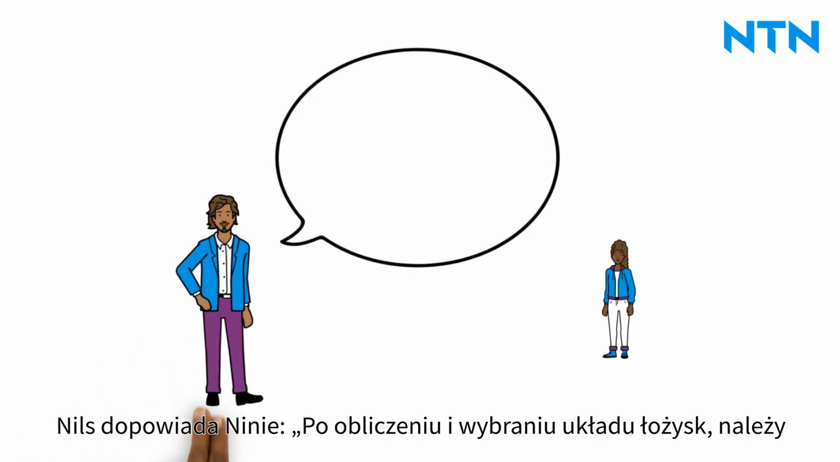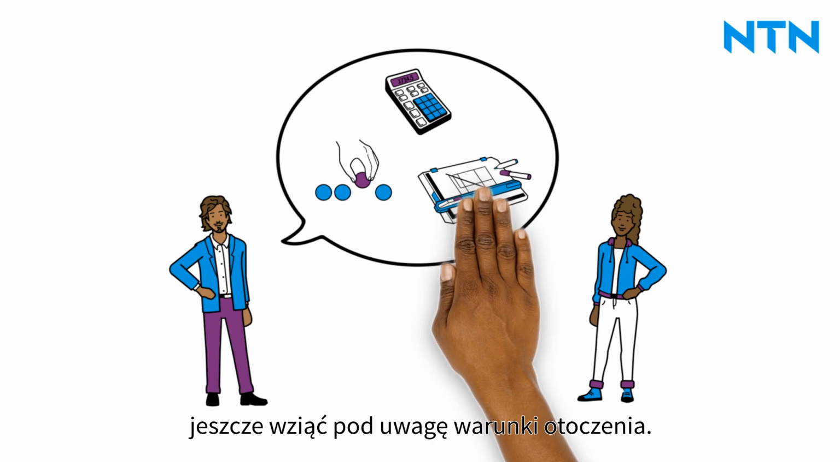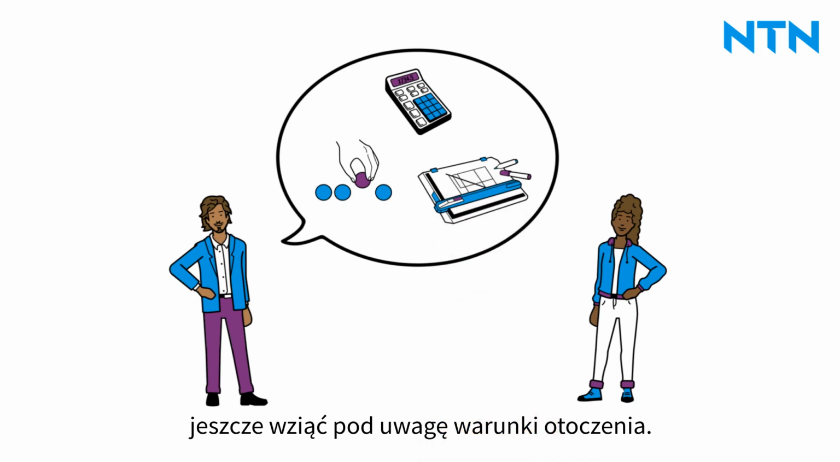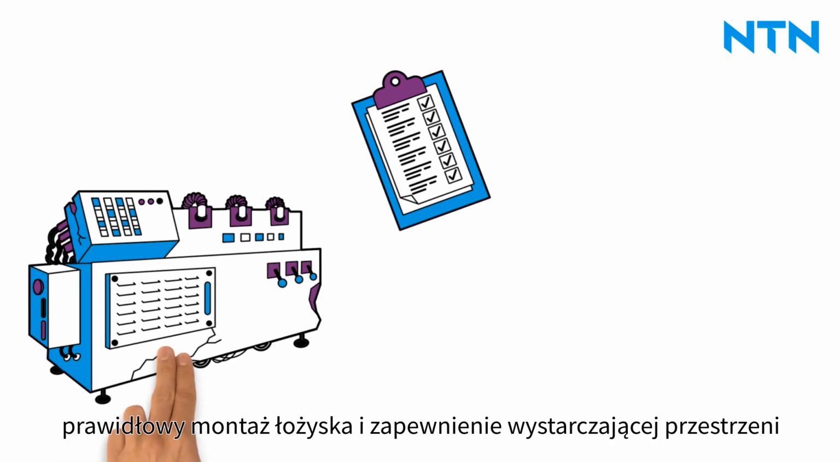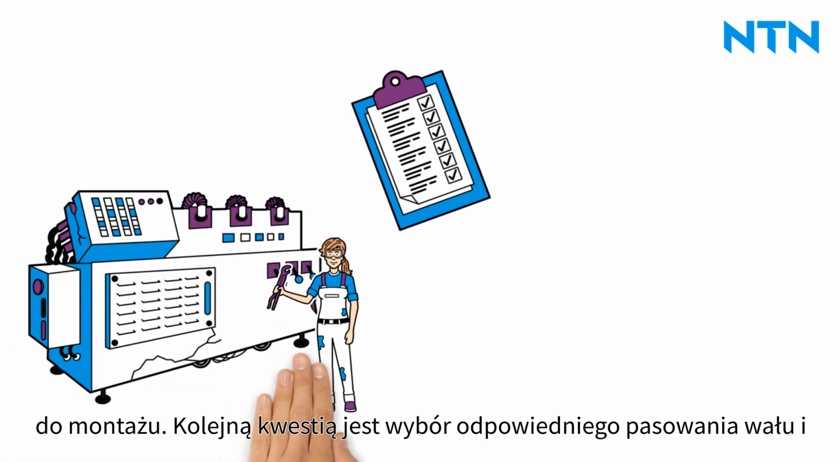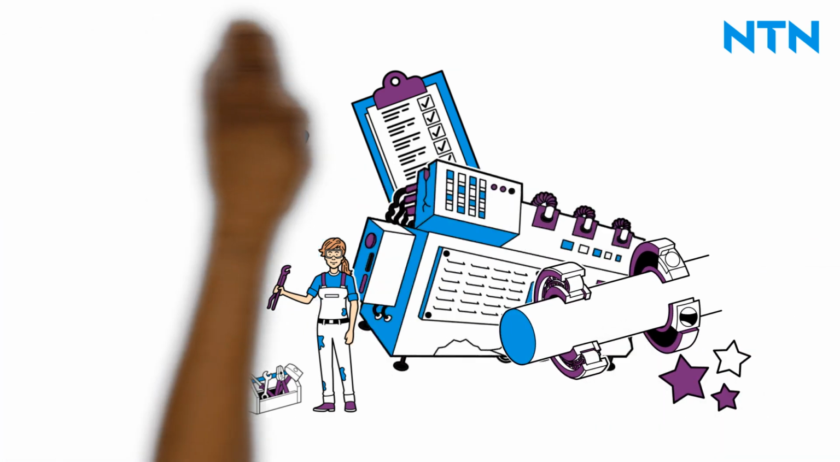Nils also tells Nina, after the calculation and selection of the bearing arrangement, the surrounding construction still needs to be taken into account. Criteria that need to be considered for the bearing arrangement include correct bearing mounting and ensuring that the bearing arrangement has sufficient space to be mounted. Another point is choosing the right fit for shaft and housing. However, this depends on the operating conditions.